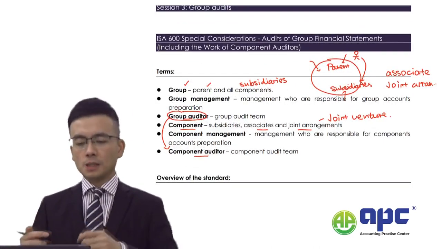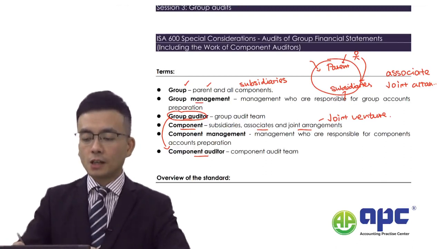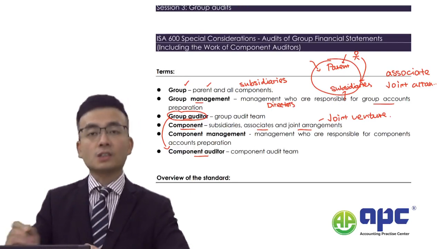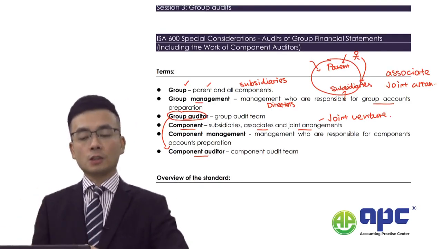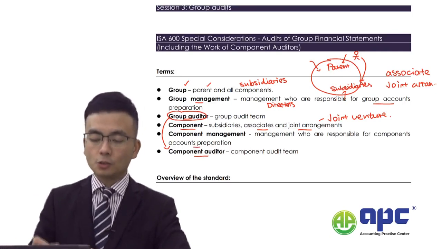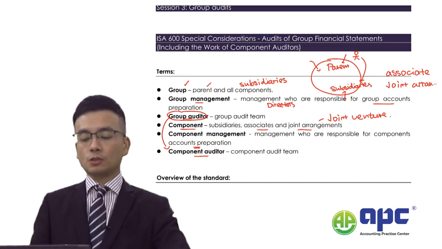Now, how about for group management? Group management is the management team or the directors in a client's company responsible for the consolidated account, or the group account if you like. However, for components management, it's for individual account preparations. So for example, for the subsidiaries account preparations.